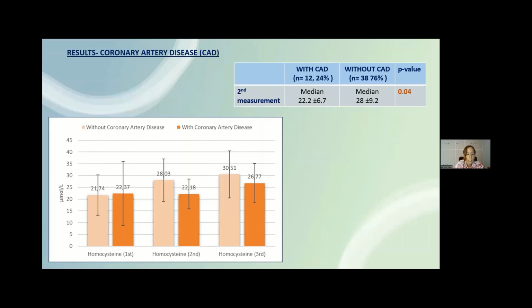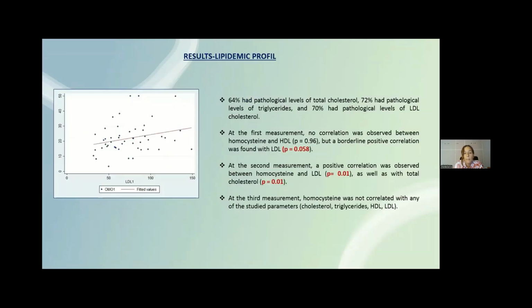So homocysteine has been implicated as an independent risk factor for atherosclerosis and consequently cardiovascular disease. Contrary to the existing bibliography, this study observed that patients with CAD had statistically significant lower homocysteine levels compared to those without CAD.